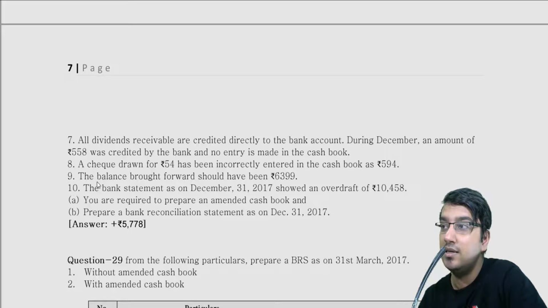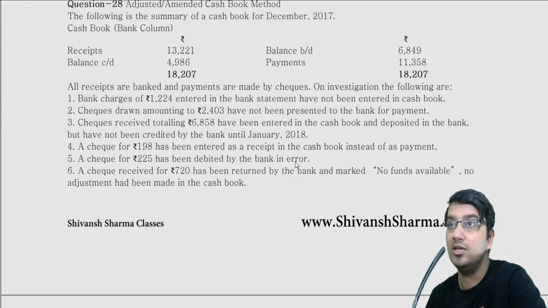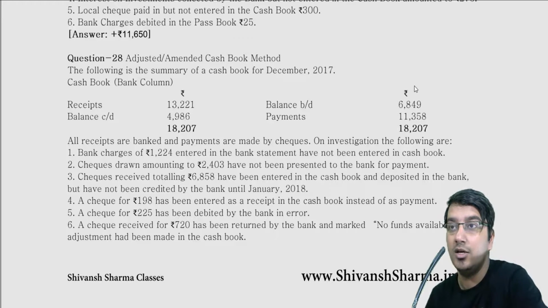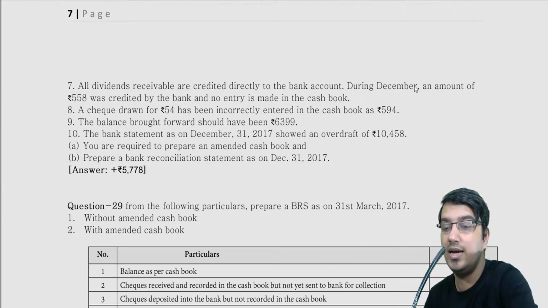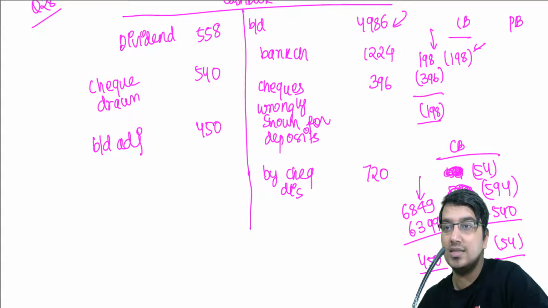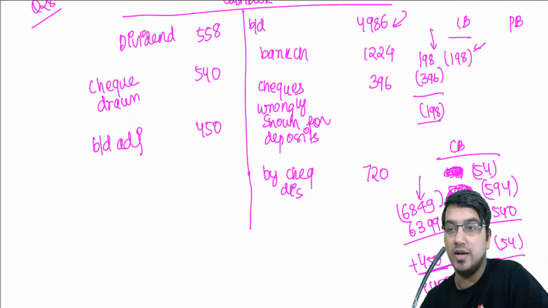Next, it says that the brought balance should have been 6399, but actually it is what? 6849. So 6849 minus 6399. So this is actually 450. My opening balance was 6849. Actually this should have been 6399 since this was overdraft already. So I'll just add 450, right? So I'll just write down on the opposite side.